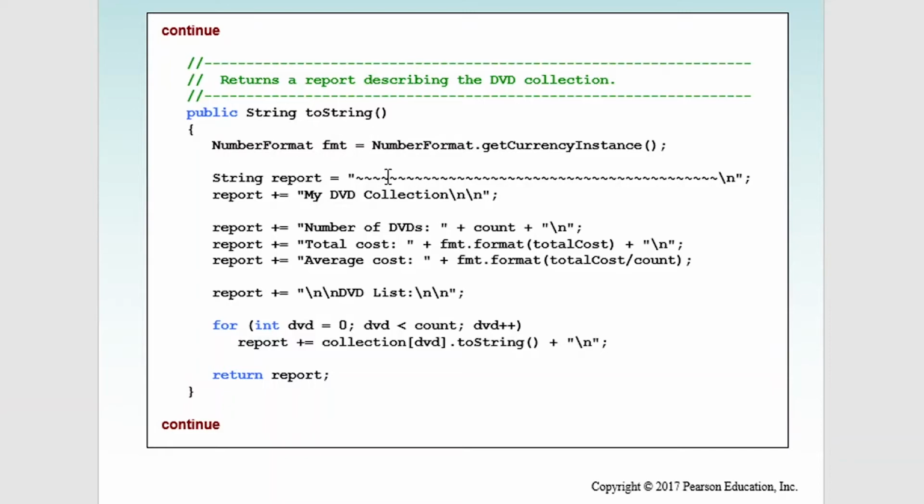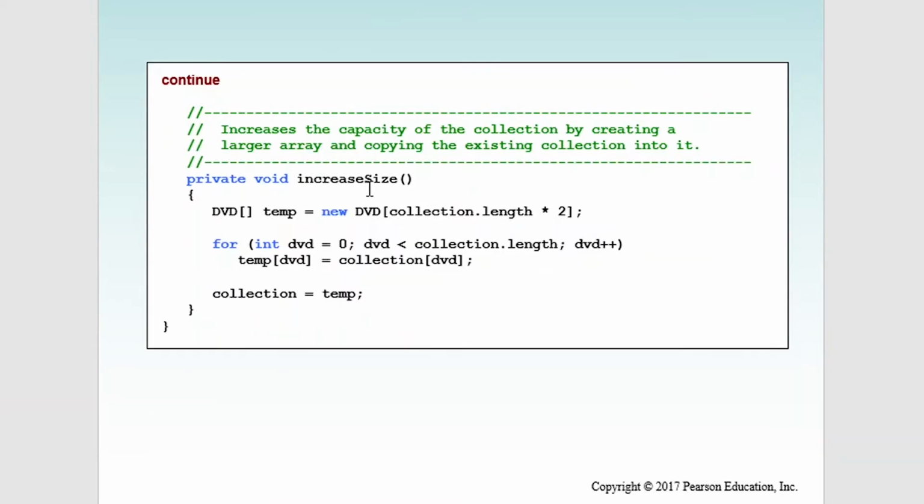Here's their toString. Their toString is just printing out all the information, and here's their increaseSize. So this is the method they're calling whenever they need to increase the size of their collection. So they're getting the collection length and multiplying it by 2 and creating a new array that holds DVDs, and they're transferring over all the DVDs into this array, and then they're setting the collection equal to temp. So now collection points to this object in memory. So they're basically abandoning their old array and creating a new one that can hold more DVDs.